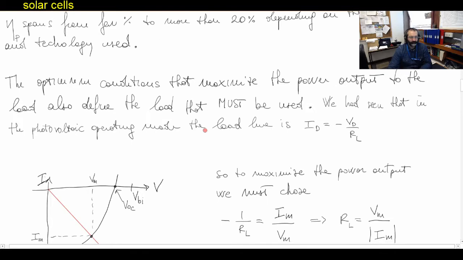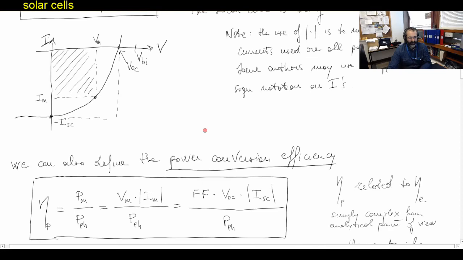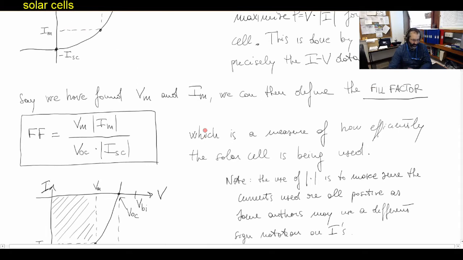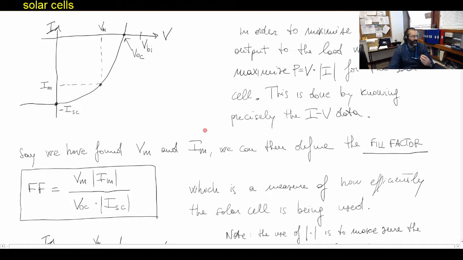We did say that when we deal with a solar cell, something very important that we need to define is the best operating condition that maximizes the power output, and this is done by identifying Vm and Im such that the product V times the absolute value of I is maximum. We discussed today that this is done effectively by having the exact data points and going through the process of calculating the power related to all these data points and picking up the one that maximizes the power. And so we define in this way Im and Vm.